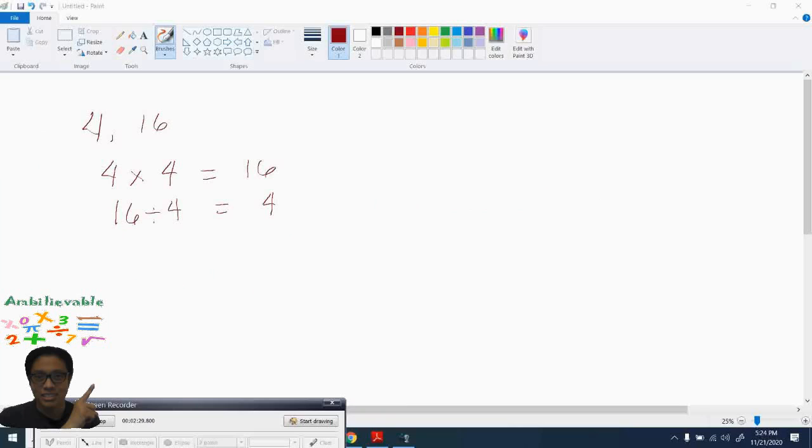Another example to be given. For some instances, there will be 2 numbers for the fact family. 4 multiply 4 will be 16. And your product here will be used as your dividend. And your factor here, 4, will be used as your divisor. So 16 divided by 4 will be equal to 4, and that is what we call 2 numbers for multiplication and division fact family.